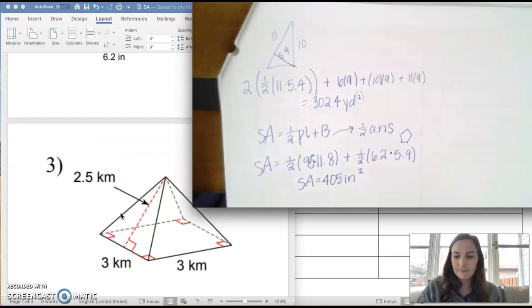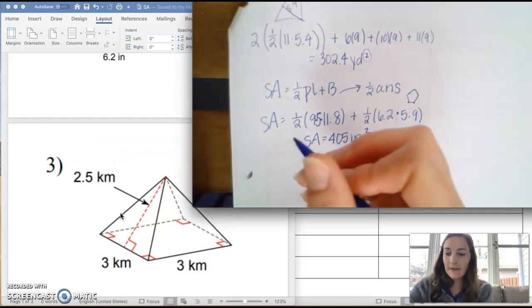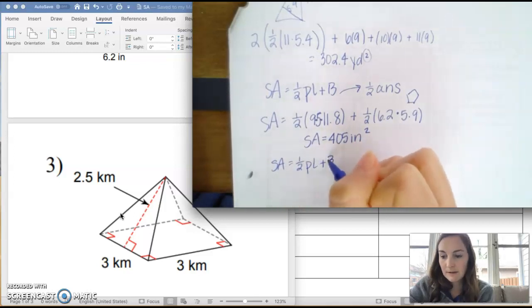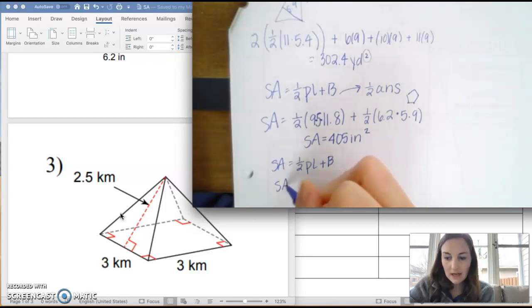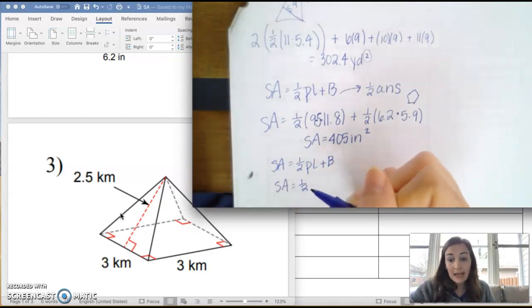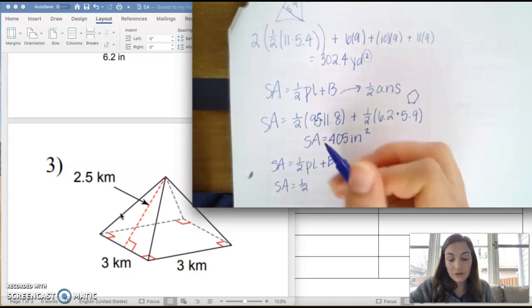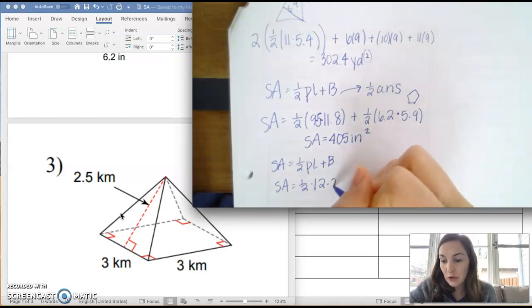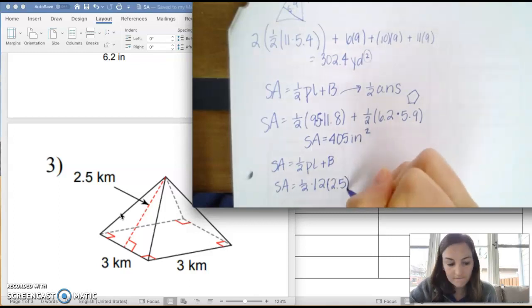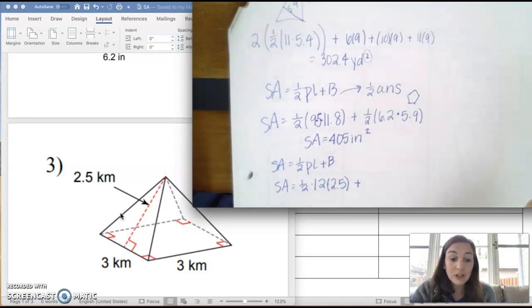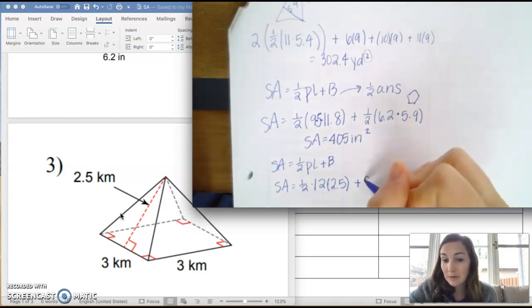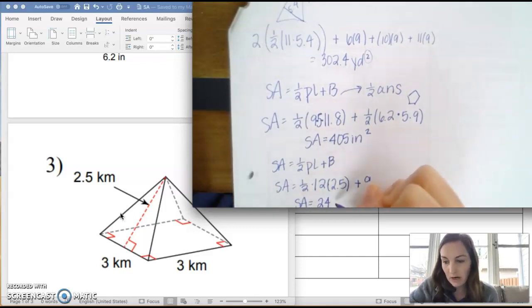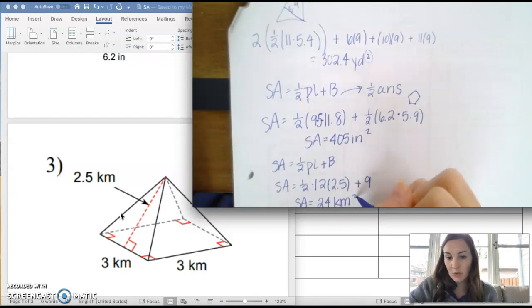We'll do one more pyramid here. So this next pyramid, if our surface area is 1/2 PL plus B, that gives us 1/2. Our perimeter is 3 plus 3 plus 3 plus 3, so that's 12. Our lateral is 2.5. And then the area of our base, that's just a square. So it would be 3 times 3, which is 9. So our surface area here is 24, that's kilometers squared.